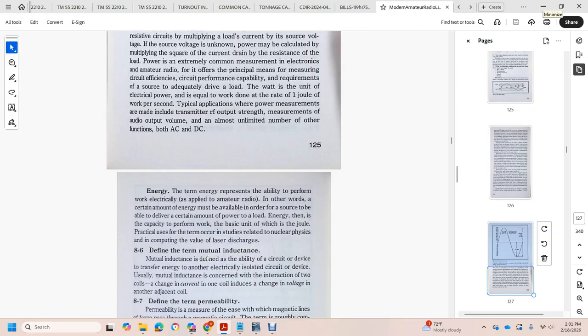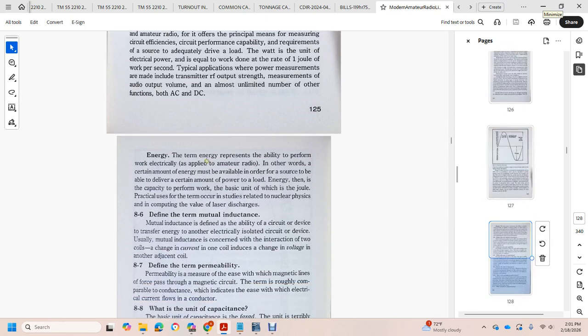A6 is defined with the term mutual inductance. Mutual inductance is defined as the ability of a circuit or device to transfer energy to an electrically isolated circuit or device. It usually involves the interaction of two coils, where a change of current in one coil induces a change of voltage in another adjacent coil.